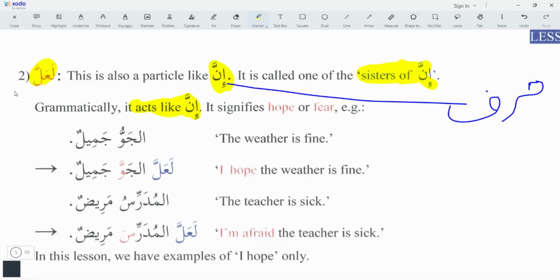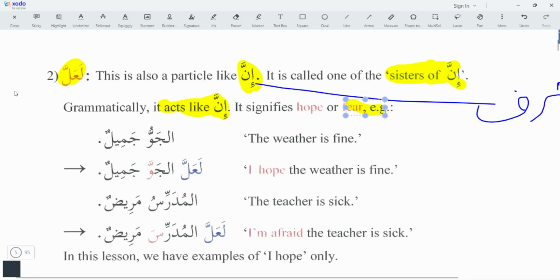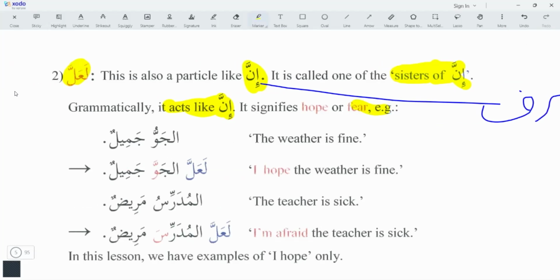It signifies hope and fear. Like al-jawwu jamilun. The weather is fine.